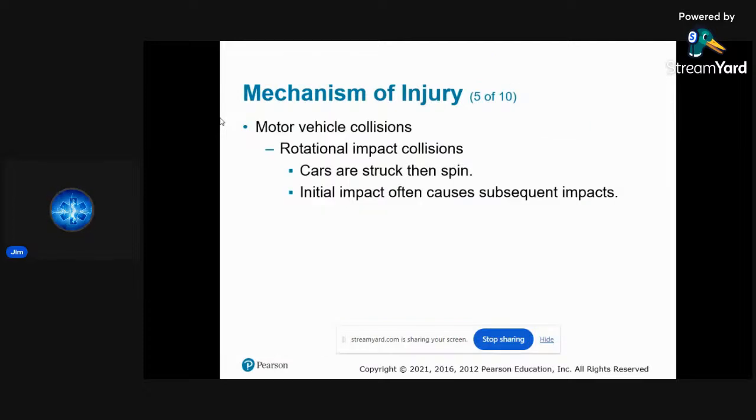Rotational impact collision. That's when the car is struck and then it starts spinning. And remember, it can often cause subsequent impact, which means it could be spinning and then spin into a tree, causing another impact.